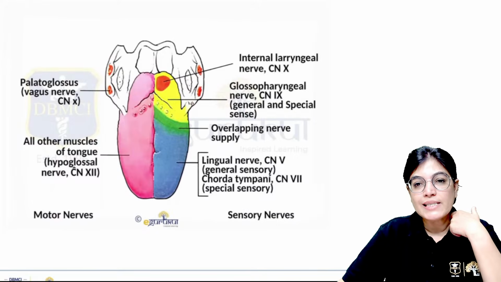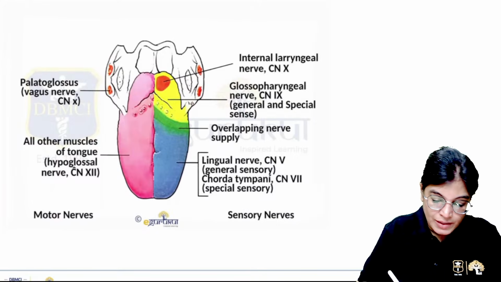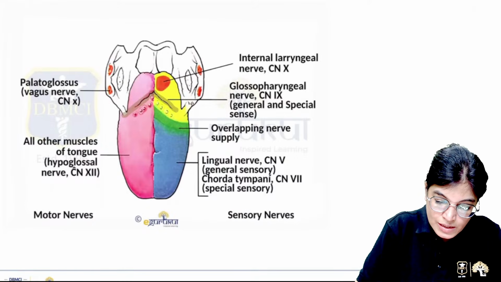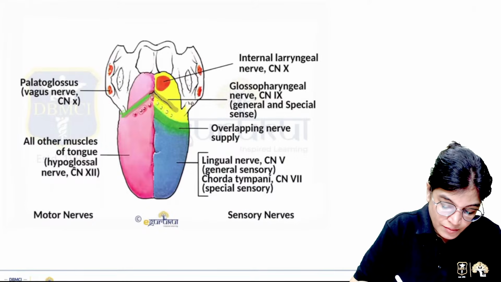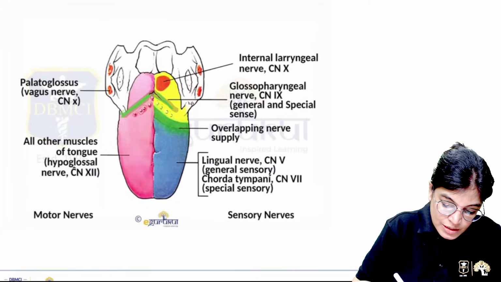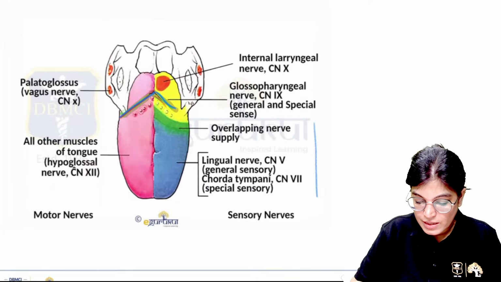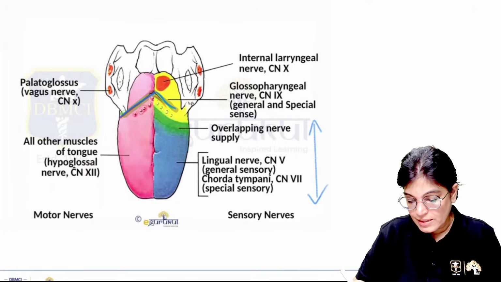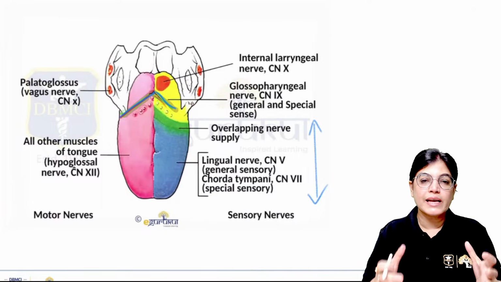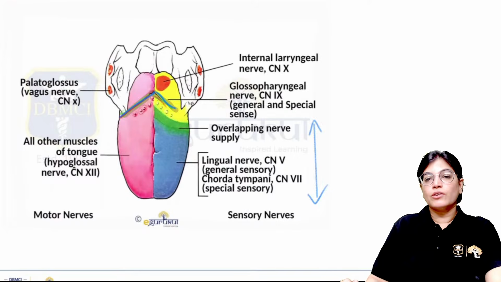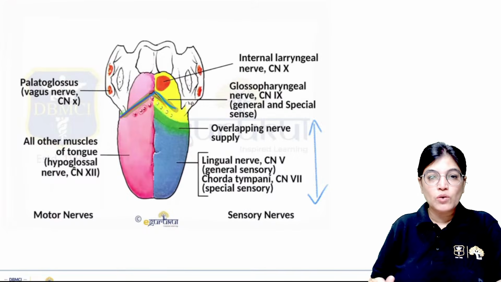If I talk about the sensation, the anterior two-third part of the tongue, I'm highlighting this. If I talk about this structure, this is exactly the sulcus terminalis, and the part of the tongue lying anterior to the sulcus terminalis is the anterior two-third part of the tongue, which gets its general sensation from the lingual nerve, and the special taste sensation from the chorda tympani nerve.